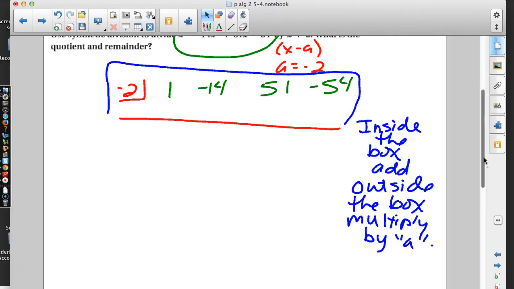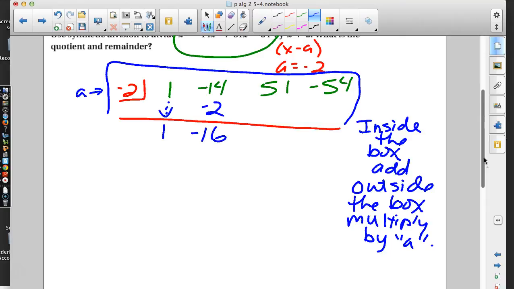Well, we have this thing called a leading coefficient. Leading coefficient is where we should start. It leads. So we're going to bring this 1 right down here. Notice it was inside the box. Now it's going outside the box. If I'm outside the box, I'm supposed to multiply by a. This is a. So 1 times negative 2 is negative 2. And I was outside the box, so now I have to go inside the box. That's where my negative 2 goes. Now I'm inside the box. Once I'm inside the box, I have to add. Negative 14 plus negative 2 is negative 16.